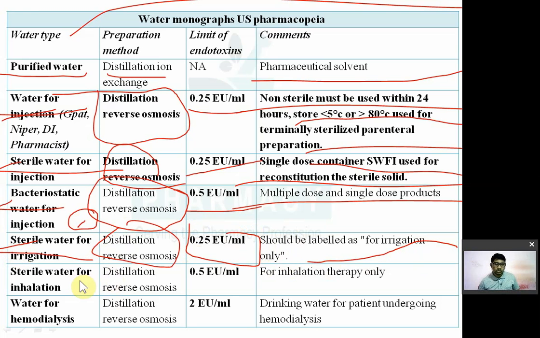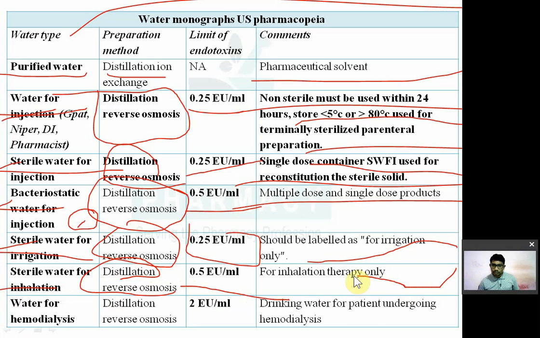Sterile water for irrigation. Next one is sterile water for inhalation. It is again prepared by distillation and reverse osmosis. It should have an endotoxin limit of 0.5 endotoxin unit per ml. It is used for inhalation therapy only.